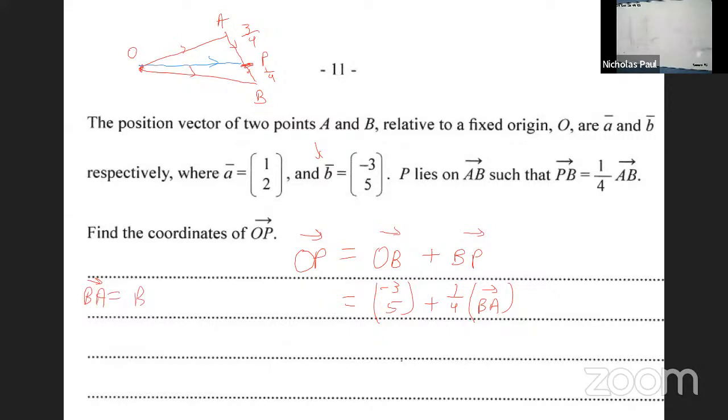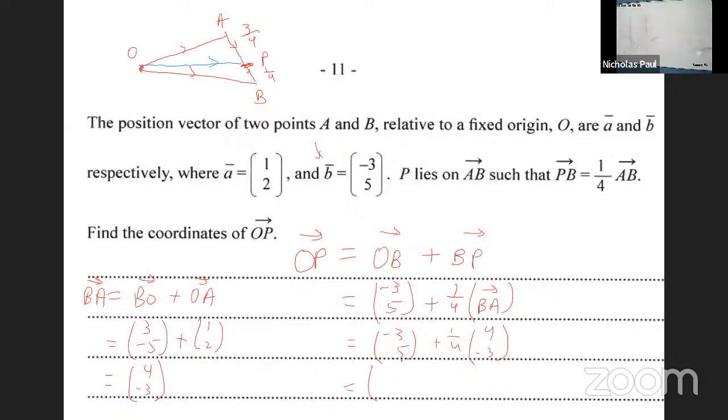It's 1/4 of BA. So I'm going to come to the side here and find BA first. BA is B to O, O to A. For those who found AB, nothing wrong with that, you just have to change the signs. B to O will be 3, -5. O to A is 1, 2. So that'll give us 4, -3. Right? So we're coming back here now. We know OB, and we just found BA. So that's 1/4 of 4, -3.